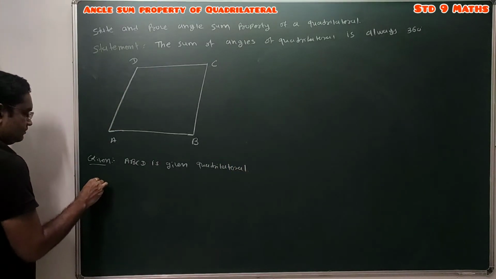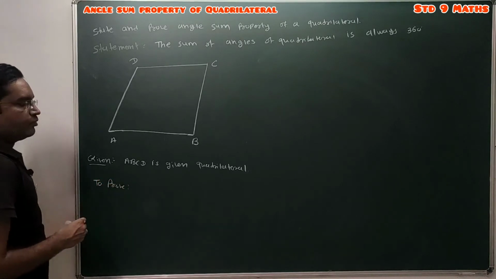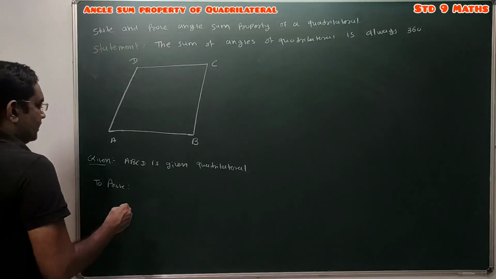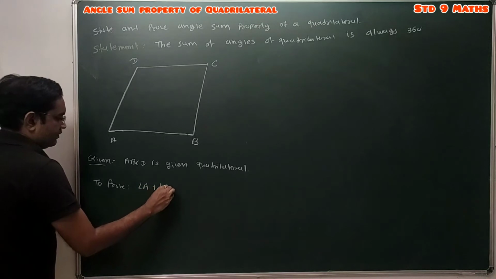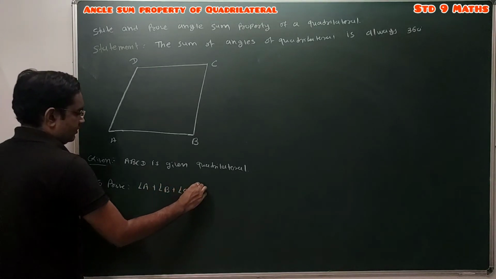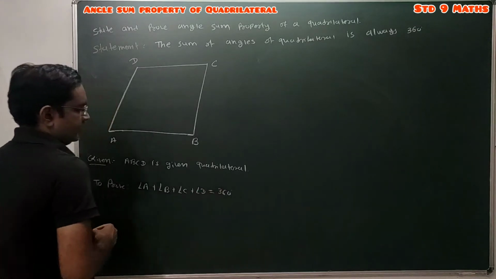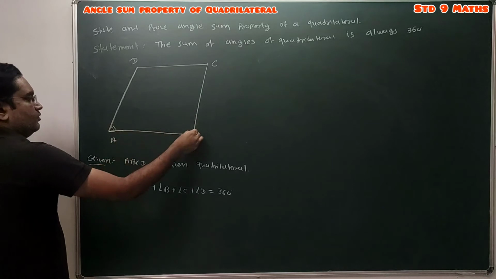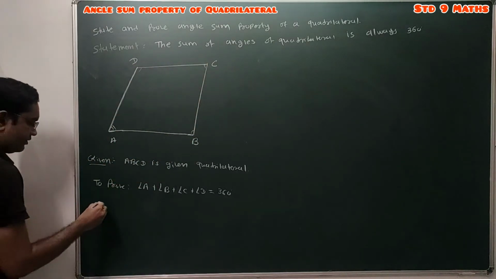To prove, here we have to prove that the sum of all the angles of this quadrilateral, that is angle A plus angle B plus angle C plus angle D, equal to 360 degree. The sum of measure of all 4 angles equal to 360 degree. That we have to prove. Now construction.